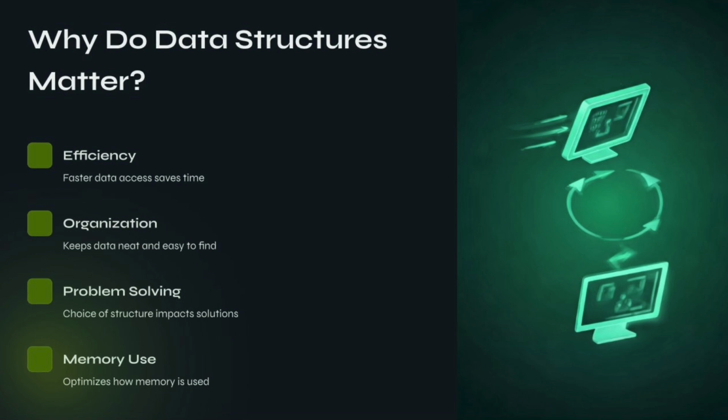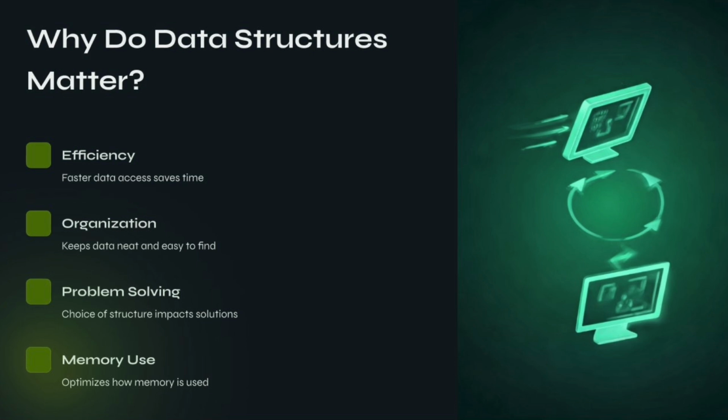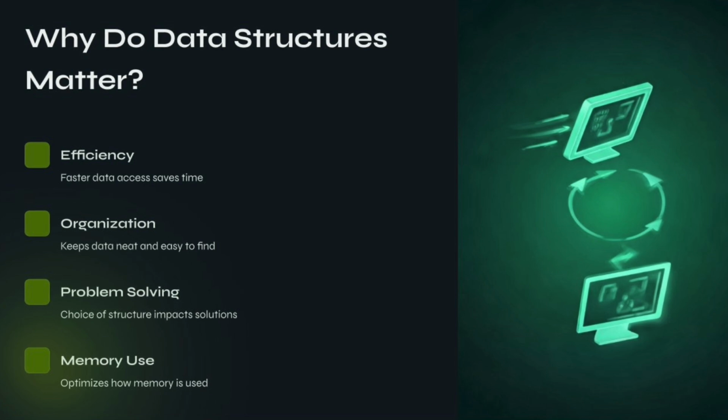So, by choosing data structures wisely, we not only make programs faster but also make sure they run well on all kinds of devices. Now, wrapping it all together, let's quickly summarize why data structures matter. They make programs faster, that's our efficiency. They keep data clean and manageable, that's our organization. They help solve problems in the right way, that's problem solving, and they use memory smartly, that's memory usage.